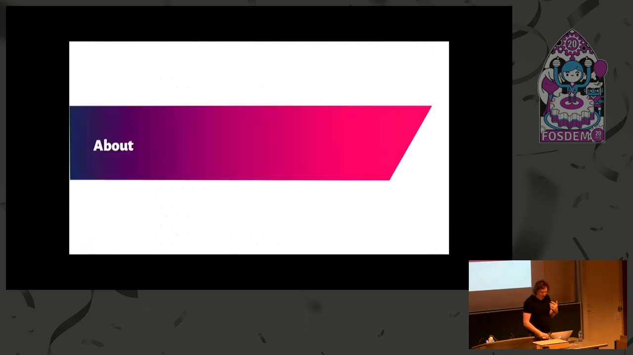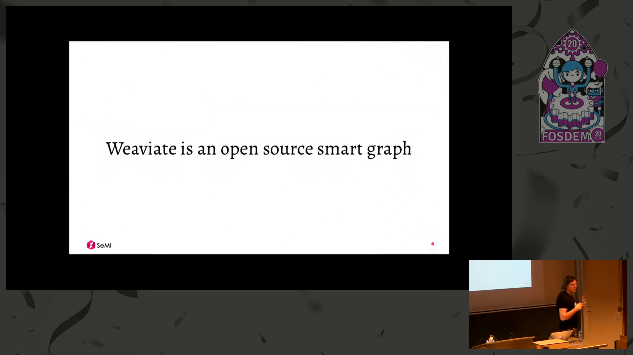So first, about Weaviate. Weaviate is an open source smart graph. That's what it is. What we mean with that: the fact that it's open source, that is the usual suspects, right? The source lives on GitHub, and you can use it with Docker Compose and Kubernetes. So we have that all out of the box for you.